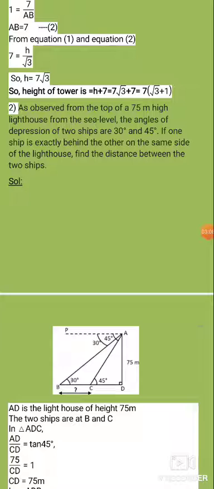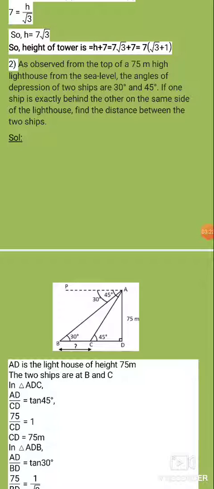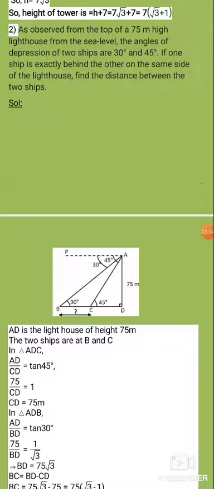Now two right angle triangles are there. First one, in triangle ADC, AD by CD is equal to tan 45. So AD is 75, by CD is equal to tan 45, which is 1. So CD is equal to 75 meters. Now the second right angle triangle, ABD or ADB. AD by BD is equal to tan 30. So 75 by BD is equal to 1 by root 3. So BD is equal to 75 root 3.